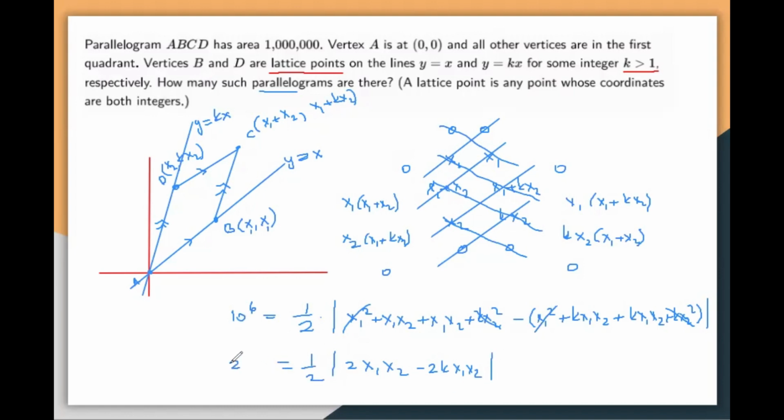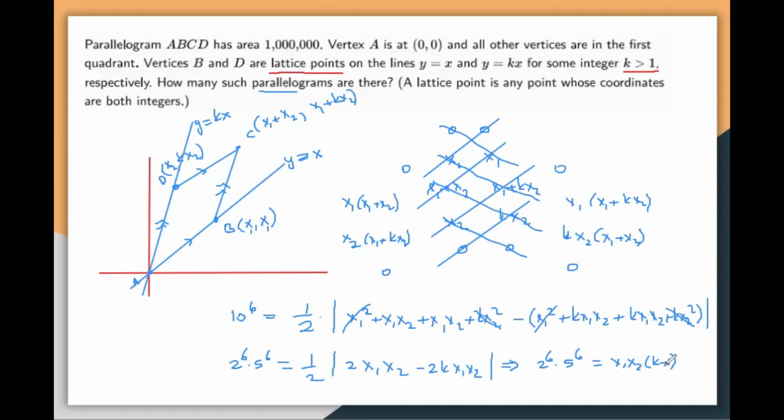And then this is going to be 2 to the 6th power, 5 to the 6th power. So if I take the 2's out of the way, you will get the product of x1, x2, and there's also k right here. But since we know that the inside has to be positive because we are going to take the absolute value, I will just write this as x1 times x2 in parentheses 1 minus k. But I don't want 1 minus k to be negative, so I'm going to use k minus 1 instead. That means 2 to the 6th power times 5 to the 6th is equal to x1 times x2 times k minus 1.